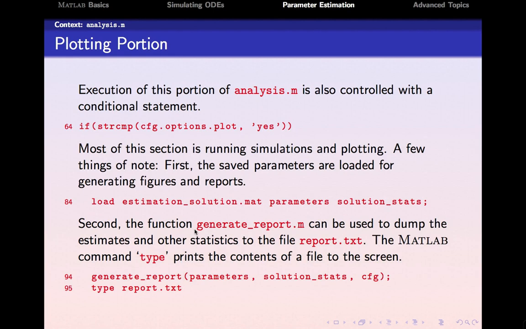Next, I have this function that I've created called generate report, and it will generate a report that contains your solution statistics. You have to give it parameters, solution stats, and CFG, and then it'll create the file called report.txt. Then at line 95, it just types that, so it prints it to the screen within MATLAB. Now, you can open it up, it's a text file, and print it out to a file, or email it to somebody.